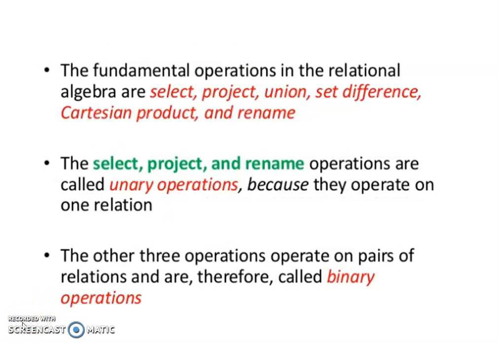The fundamental operations in relational algebra are select, project, union, set difference, Cartesian product and rename. The select, project and rename operations are called unary operations. Why are they unary? Because they operate on one relation. The other three operations, that is union, set difference and Cartesian product, operate on a pair of relations. Therefore they are called binary operations.